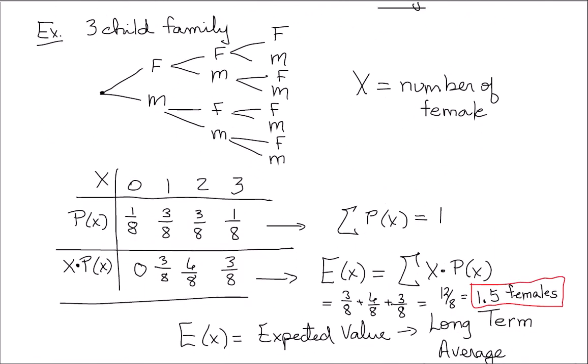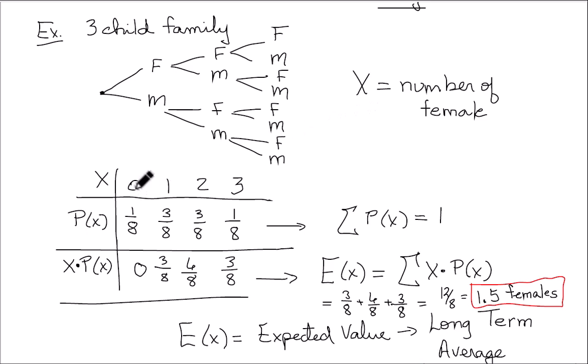Another example. What if we have a 3-child family and we're looking at the gender of the children? So female or male. This is child 1, child 2, and child 3. I could get female on the first child, female on the second child, and male on the third child. So there are 8 possible outcomes that could occur in my sample space, and I want X to be the number of females in the 3-child family.